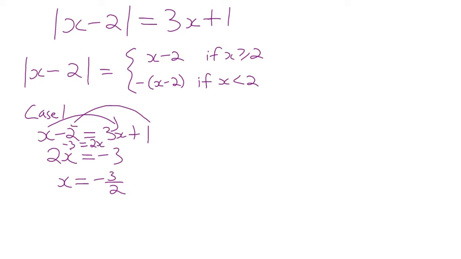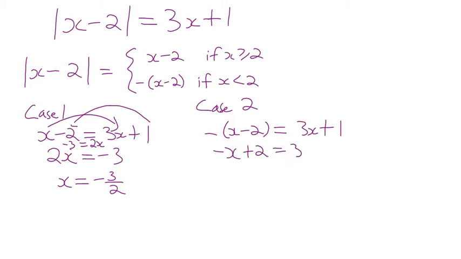Okay, that's case 1, right? Done. Case 1. Case 2. The negative of x minus 2 is equal to 3x plus 1. Now, at this point, you have two choices as to what to do with the negative. I'm thinking we might as well just distribute it in on the left-hand side, right? Like in the other case, it was a 9, and it was easy to make that 9 a negative. But here, let's just go with negative x plus 2 is 3x plus 1.